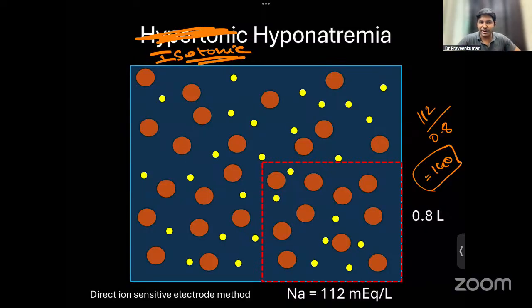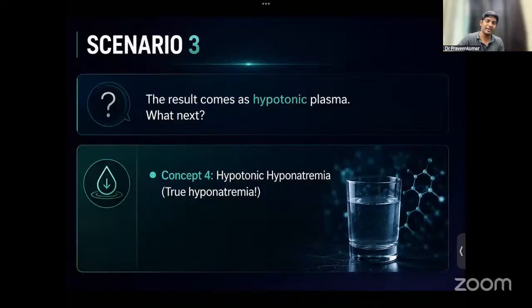So isotonic hyponatremia means there is an increase in plasma protein level. So the aqueous portion of plasma is going to be reduced, but the sodium level is going to be normal. If you measure it using older methods, it is going to show a low value. But if you measure using newer methods like direct ion sensitive electrodes, it will make up for that loss in water and give you the correct result. So that's the concept here. That is isotonic hyponatremia.